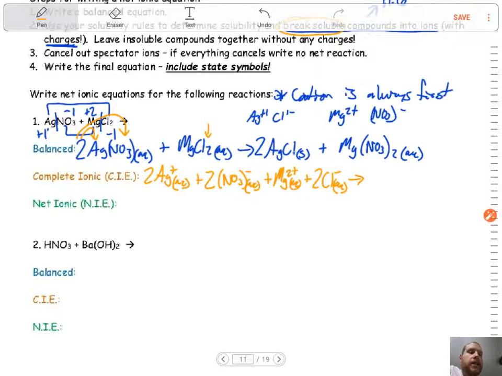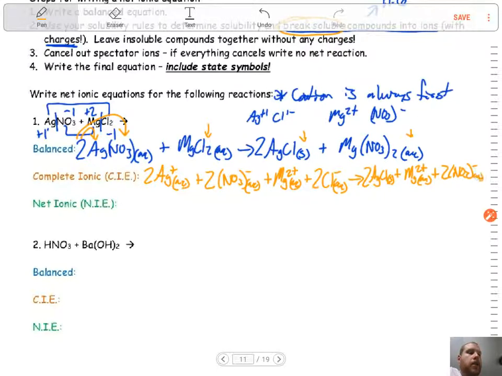I've split those up. Now I'm going to continue the same process for my products. Can I split silver chloride up? No, because it's a solid. Okay, only aqueous solutions can be split up. So I'm going to keep that, drop it down the same way. 2AgCl solid, and then I'm going to move on. Can I split this last one up? Yes, because it's aqueous. So it's going to be Mg2+, plus 2 nitrates.